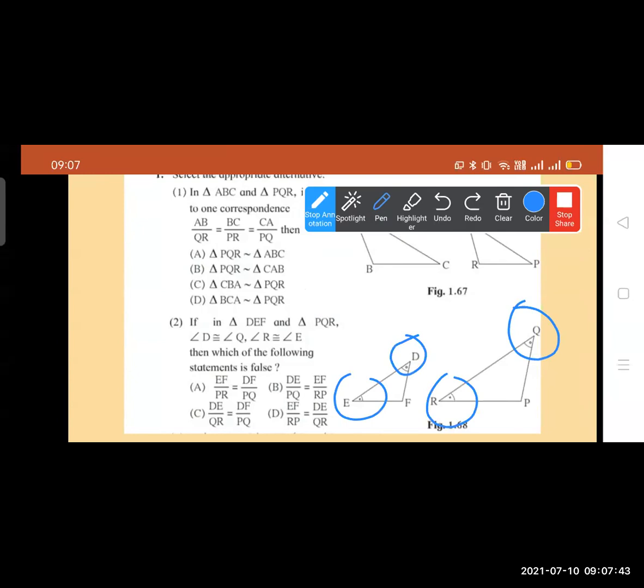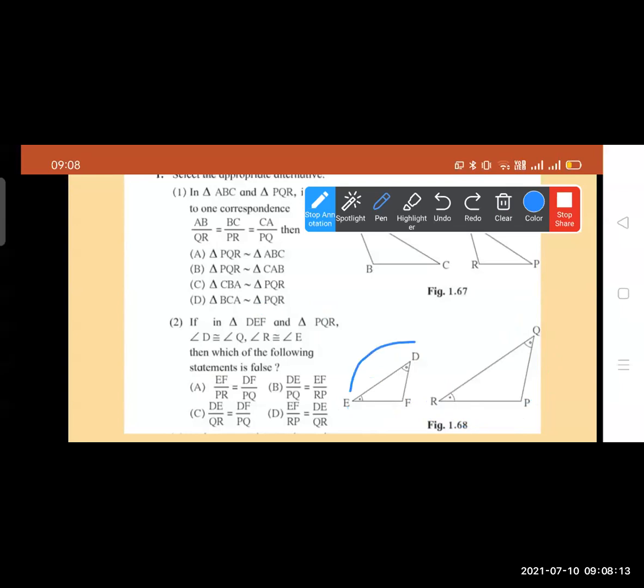So here we see, first we know that EF by PR. Okay. Now DF by PQ. See, if we take EF by PR, yes, we got it, and DF by PQ. So this one is the correct statement. They ask for the false statement. Okay, first is the correct, not a false statement.